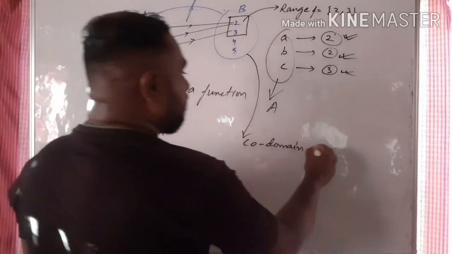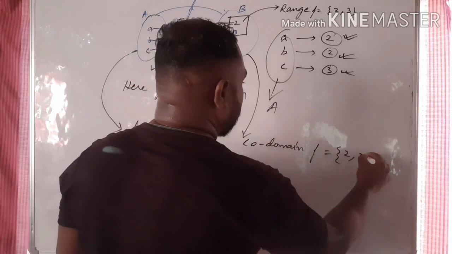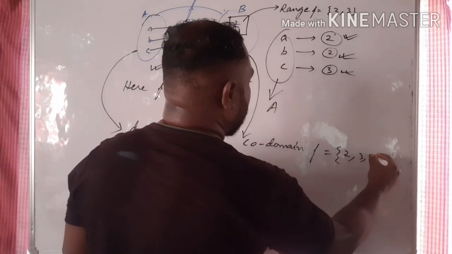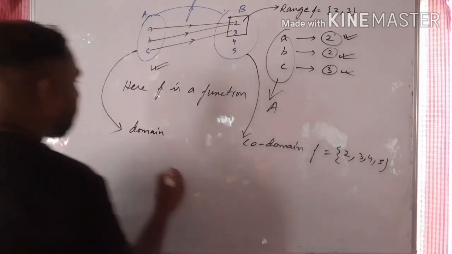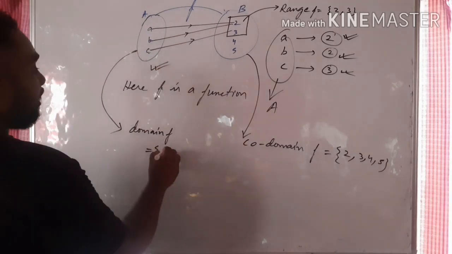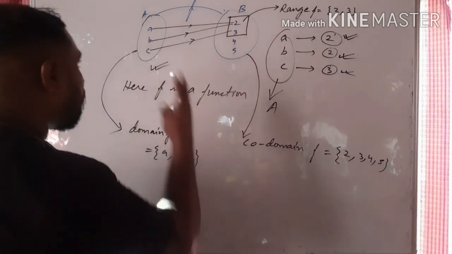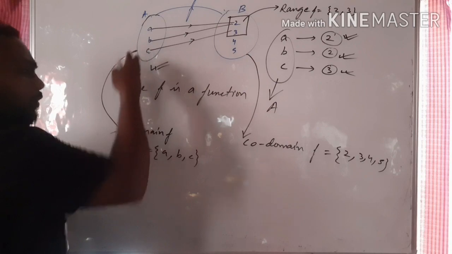Okay, if I write the codomain of f, then it will be what? Codomain means the whole set B: 2, 3, 4, 5. And the domain of f means it will be the whole set A. For a function, the whole set A, the first set, will be the domain.